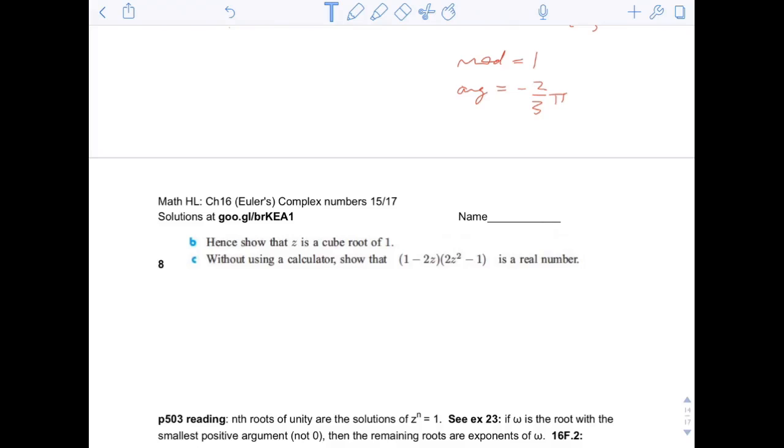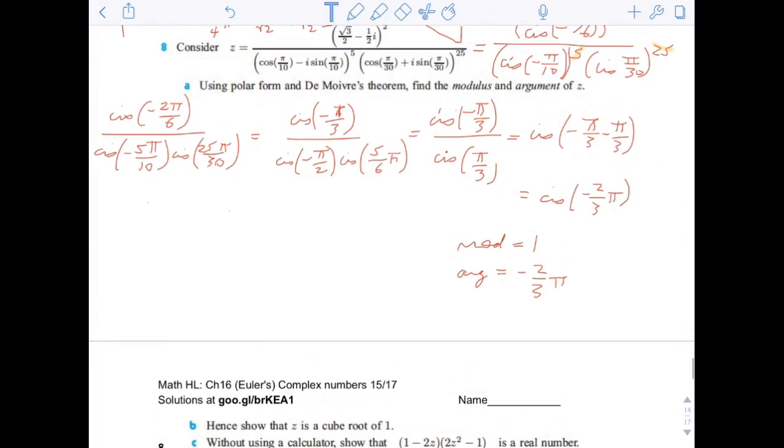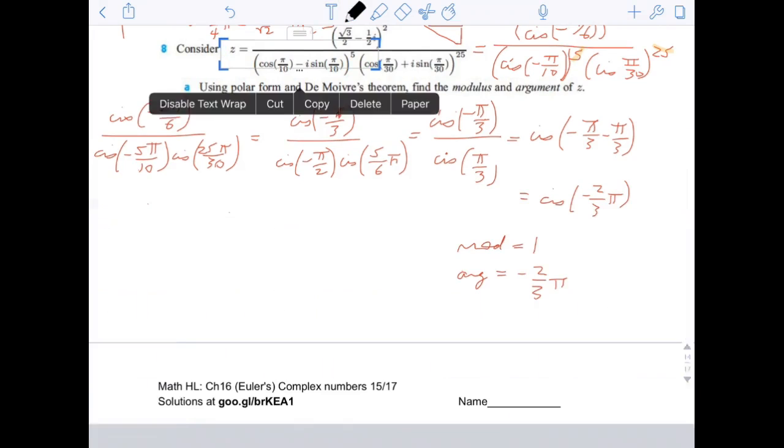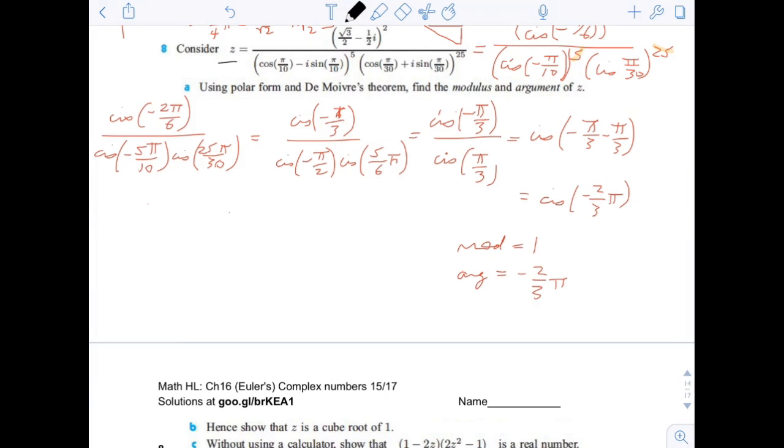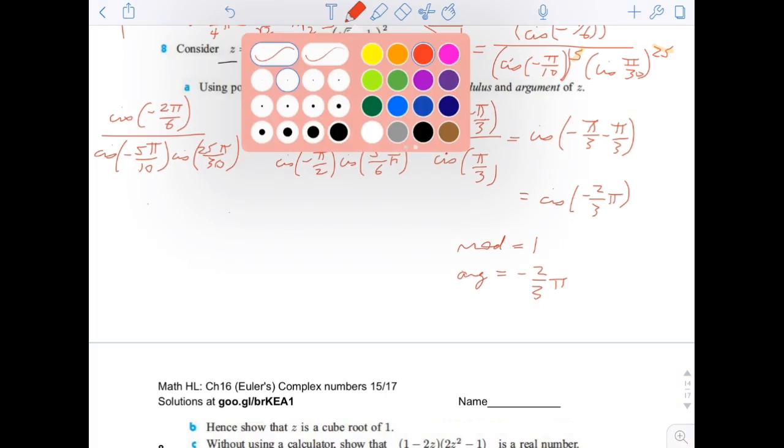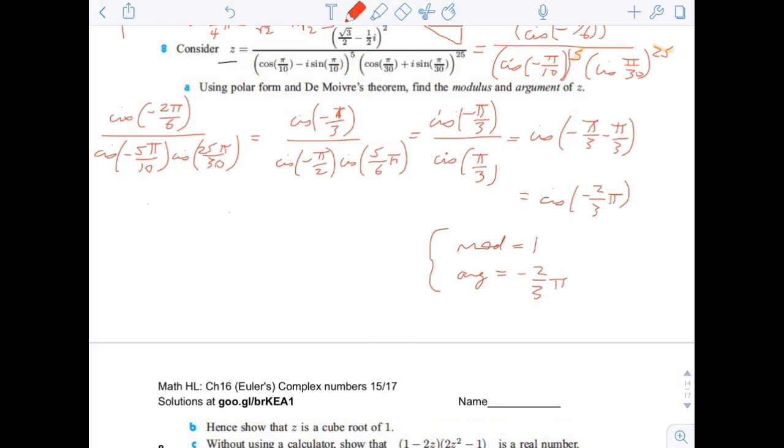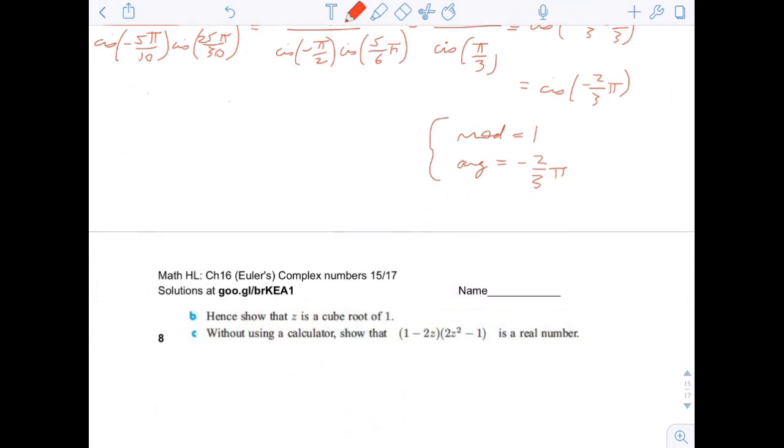Page 15 of Chapter 16, Euler's Complex Numbers of MHL, number 8b. So we're continuing from the previous page, 8a, in which we found out that the complex number z had a modulus of 1 and an argument of negative 2/3 pi. So we could write that z is equal to 1 cis negative 2/3 pi, right?